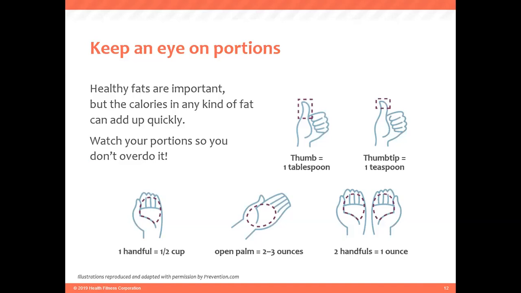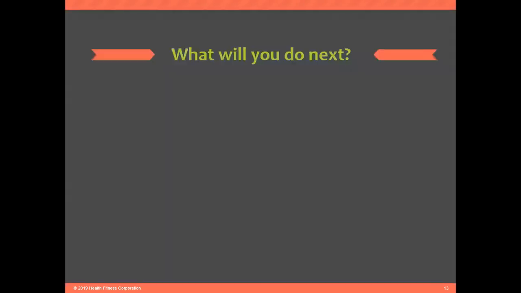Another example, 1 teaspoon of buttery spreads, is about the size of a thumb tip. 1 handful is about half a cup of some foods or a small serving of nuts. An open palm is about 2-3 ounces, an example could be meat or poultry. 2 handfuls is about 1 ounce. Example could be certain snack foods or servings of nuts as well. So these are great examples for serving sizes.